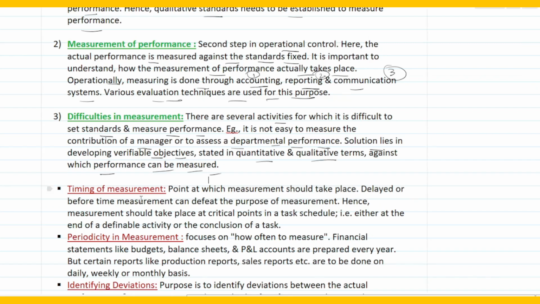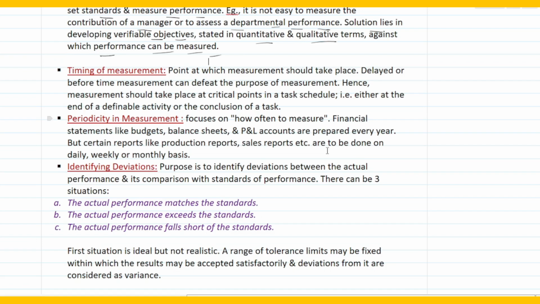So what are the different things that you can actually do? First is timing of measurement, the point at which measurement should take place. So timing of measurement is very, very important. To overcome difficulties in standards, the first thing you can do is time the measurement. You have to tell exactly at what time you should measure the performance. Delayed or before-time measurement can defeat the purpose of measurement. So it should not be too early, and it should not be too delayed. You have to make sure that the measurement is very much on time.